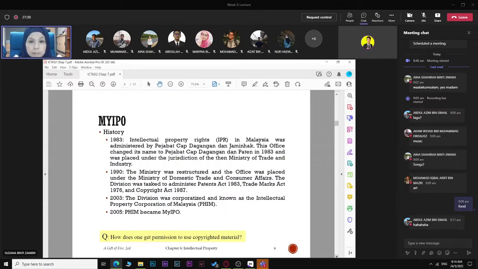In 1983, in Malaysia, we have intellectual property rights administered by Pejabat Cap Dagangan dan Jamin Hak. Okay. And then in 1990, the ministry restructured and the office was placed under the Ministry of Domestic Trade and Consumer Affairs. And that division was tasked to administer the Patents Act, Trademark Act, and Copyright Act. And in 2003, the division was corporatized and known as Perbadanan Harta Intelek Malaysia, PHIM. And in 2005, PHIM became MyIPO.